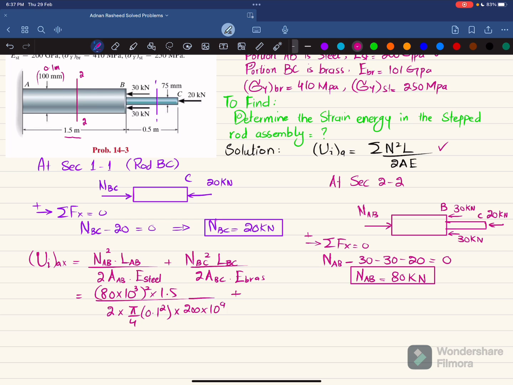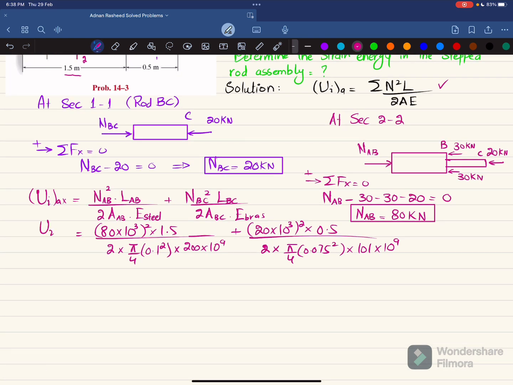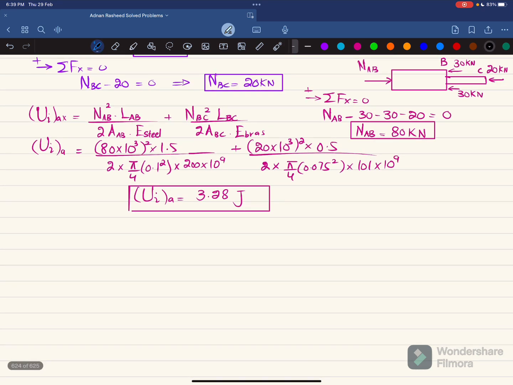Similarly, you can do it for rod BC. NBC is 20 kilonewtons, so 20 into 10 raised to power 3, whole square. Length of BC is 0.5, divided by 2 times area of BC. Diameter is given as 75 millimeter, which is equal to 0.075 meter, so pi by 4 into 0.075 square, into E of brass. E of brass is 101 gigapascal, so 101 into 10 raised to power 9. This will give you the strain energy due to axial loading. When you calculate it, you will get strain energy due to axial loading of 3.28 joules. So this amount of energy is stored in the body due to external work.